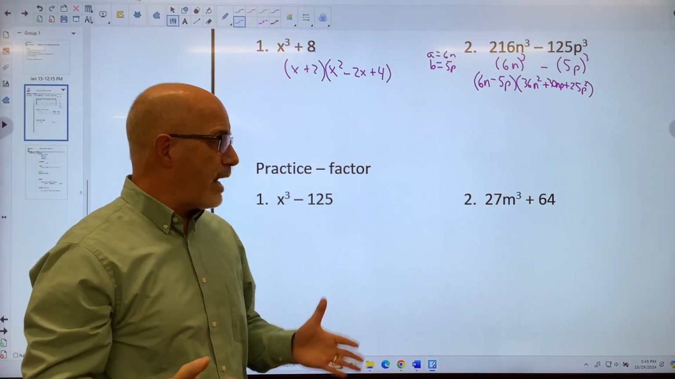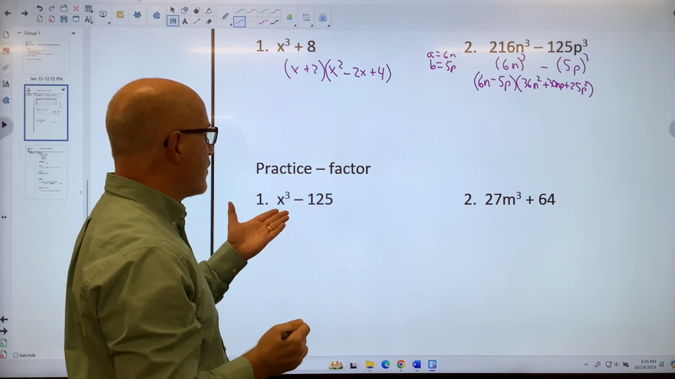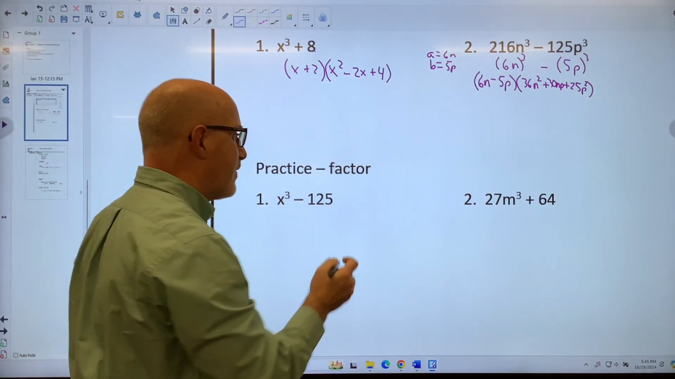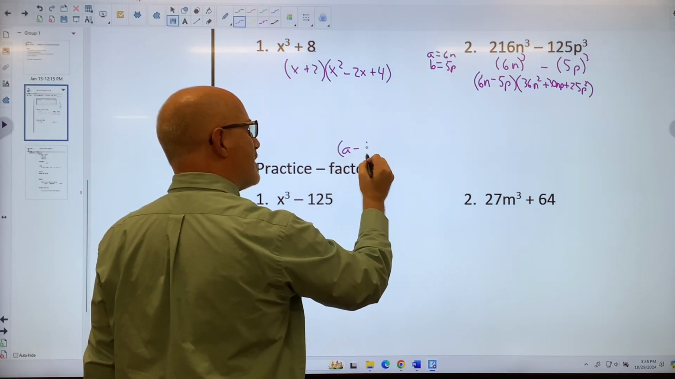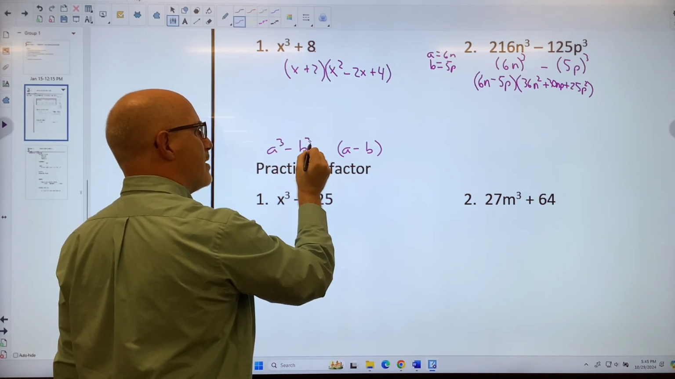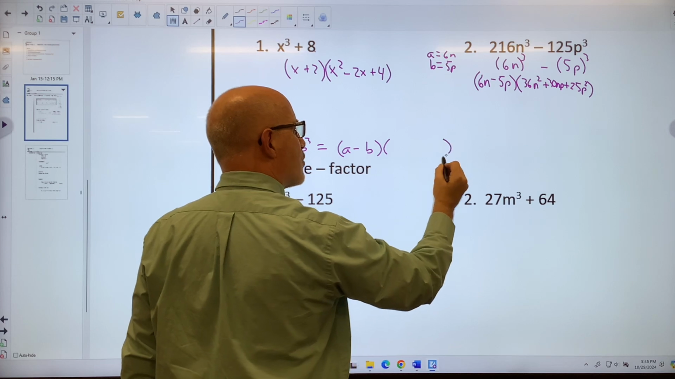Hopefully now you've tried each one of these. Let's take a look at what these factor into. So the first one here, I'm going to use the difference of cubes. The difference of cubes pattern, remember, is a cubed minus b cubed. It's going to equal a minus b times a trinomial.